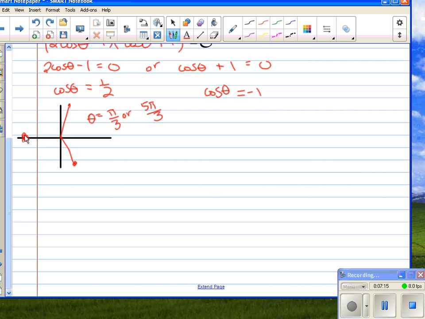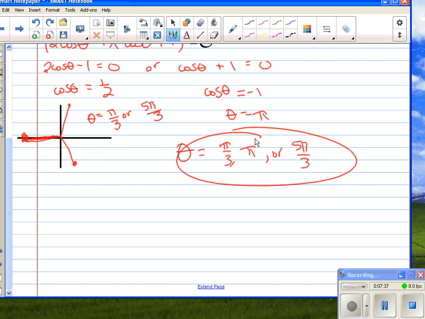Aha, that's all over here where the x value is -1. So then here theta equals pi. Shazam! So your final answer is theta equals pi over 3, pi, or 5 pi over 3. 3 different possibilities that will solve that equation for you. Qué fácil, ¿no? Qué fácil.